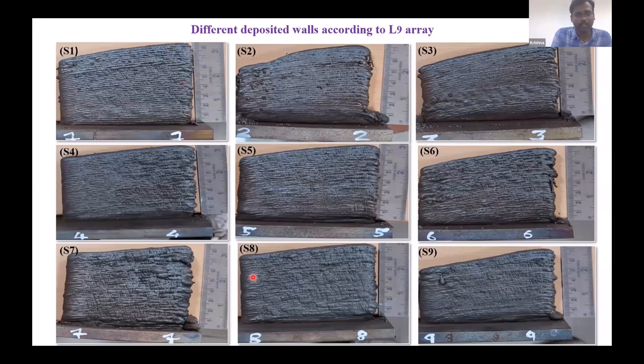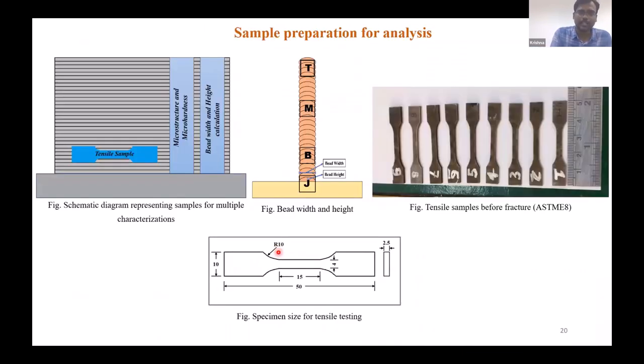And we have also tried a deposition strategy of bi-directional, and in the bi-directional you can see the balance of the heat on the both sides, and we will have a perfect wall that we will be discussing in the later stage. And the samples which we have extracted, after the deposition, tensile, we have extracted microstructure, and for the microstructure and micro hardness specimens.